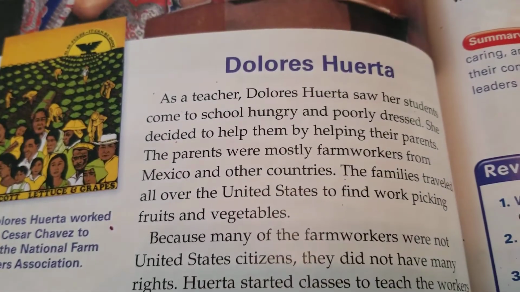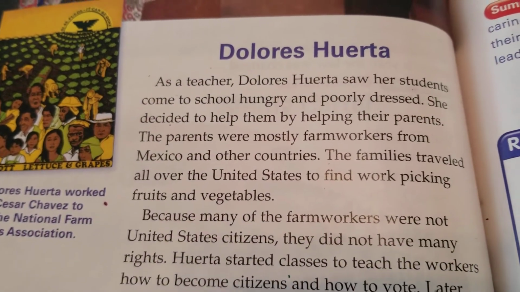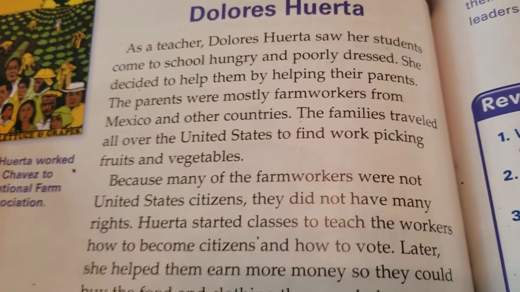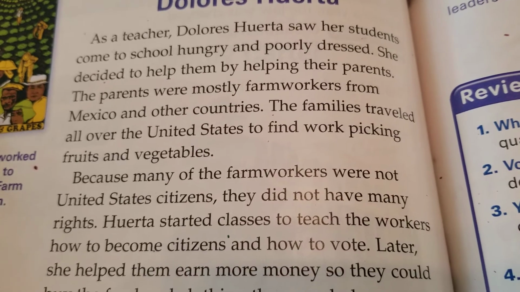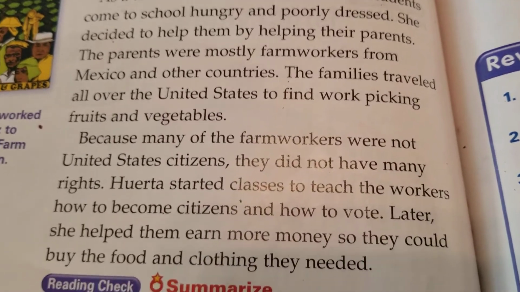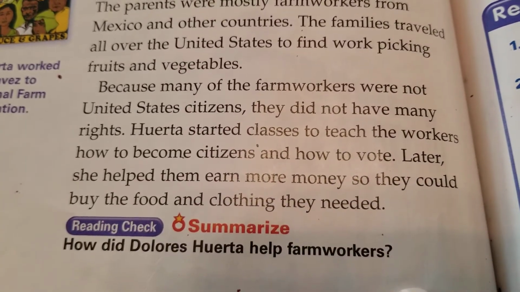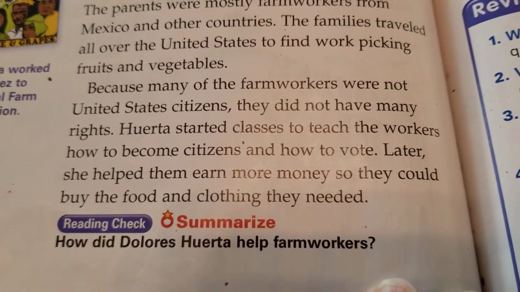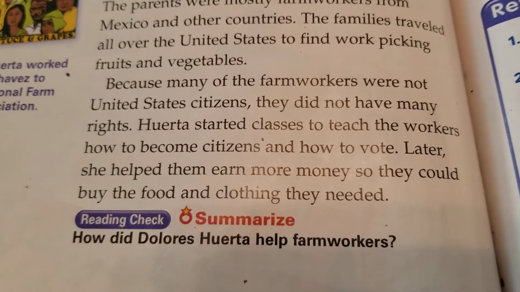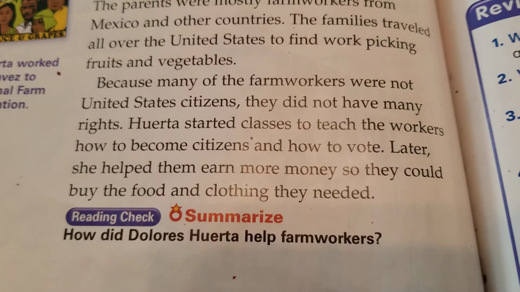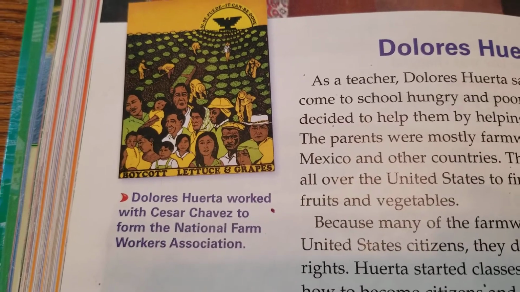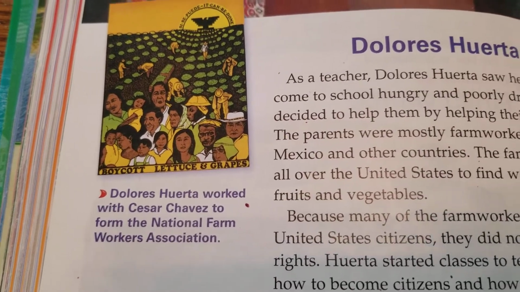Dolores Huerta. As a teacher, Dolores Huerta saw her students come to school hungry and poorly dressed. She decided to help them by helping their parents. The parents were mostly farm workers from Mexico and other countries. The families traveled all over the United States to find work picking fruits and vegetables. Because many of the farm workers were not United States citizens, they did not have many rights. Huerta started classes to teach the workers how to become citizens and how to vote. Later, she helped them earn more money so they could buy the food and clothing they needed. Dolores Huerta worked with Cesar Chavez to form the National Farm Workers Association.